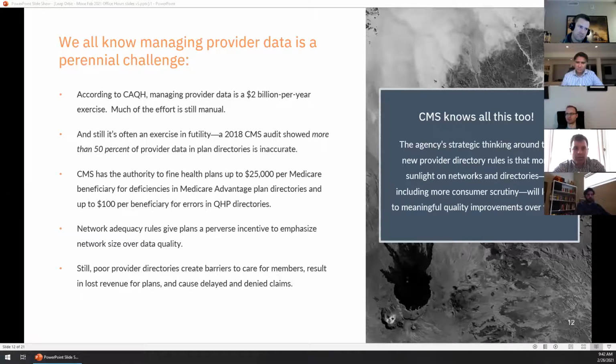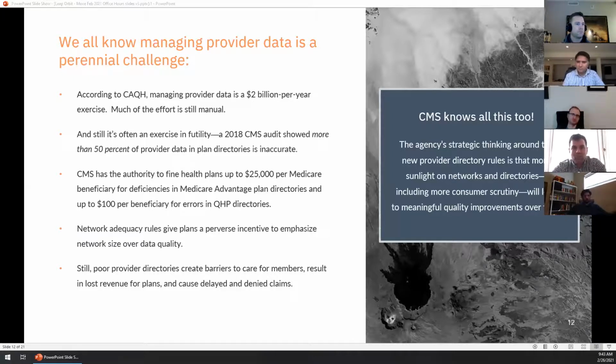And I think one of the things that CMS also sees is that network adequacy rules create a perverse incentive for plans to try to demonstrate the largest possible network. But a lot of times the way that happens is with dirty data or data that's hard to make sense of, and it leads patients who might be choosing a plan based on continuity of a PCP to have trouble making an informed decision. So CMS knows all of that, and I think they feel like a little bit of sunshine is going to be the best disinfectant here.